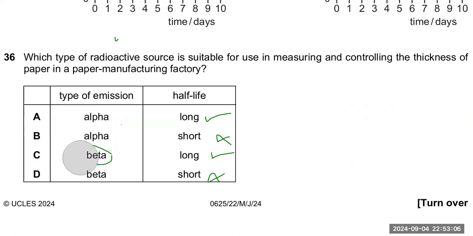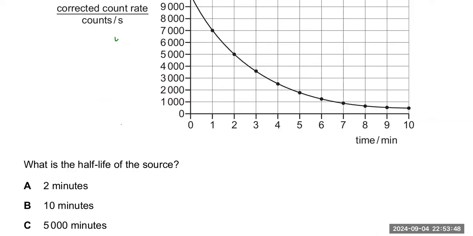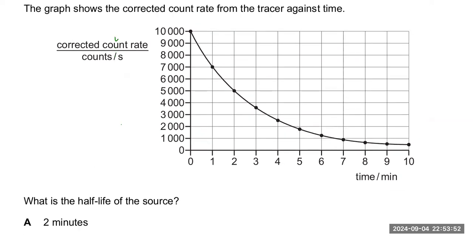Now move towards the next question. Next is, a medical tracer is used to investigate a tumor in a patient. The graph shows the corrected count rate from the tracer against time. This is the graph of that tracer whose atoms are decaying just like that. This is the whole scenario they have shown in front of you. You have to find the half-life of the tracer. It is a very simple question.